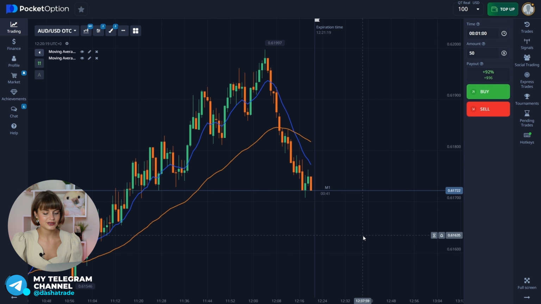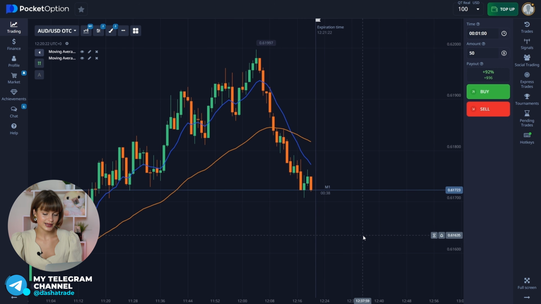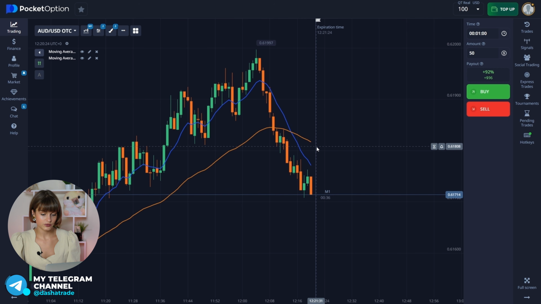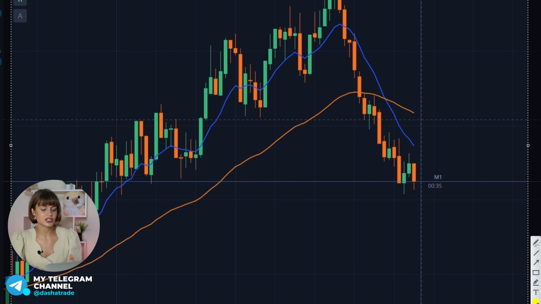So I found a good situation for practice. Let's see what we can find in this situation. Everything is quite simple. I saw the intersection on the moving average indicator, which tells me about the decrease, as the blue line has intersected the orange one from top to bottom. This is a good signal for opening a trade for decline.